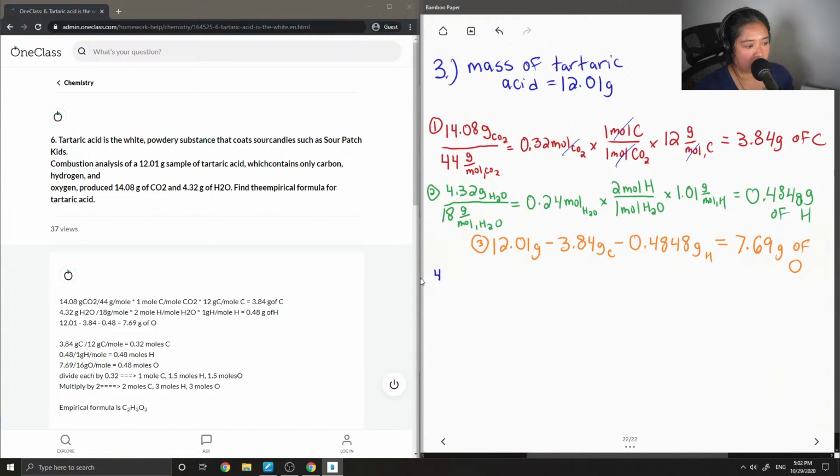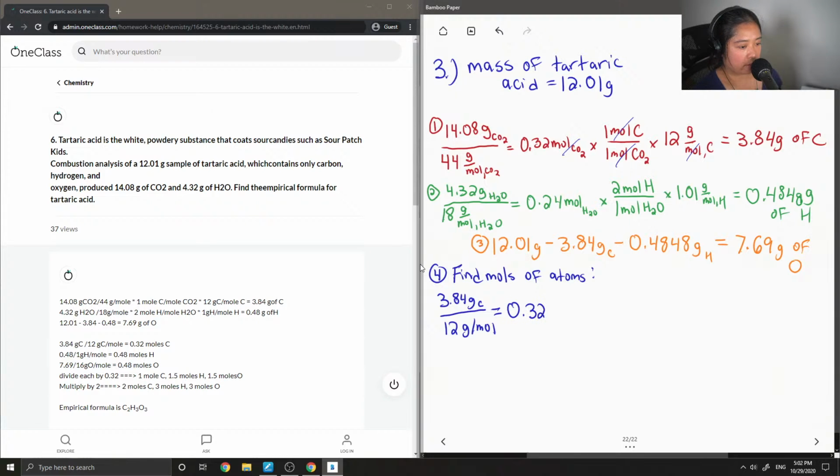So for step 4, I'm now going to find the moles of the atoms. It's kind of like one of those multi-step, redundant questions. But basically, I'll just do the 3.84 grams of carbon divided by its molar mass, which is 12 grams per mole. So we have 0.32 moles of carbon.